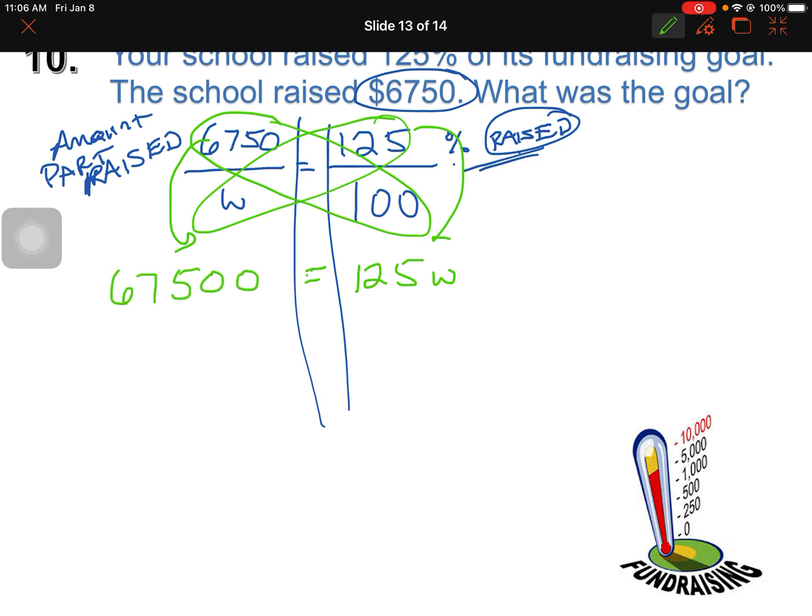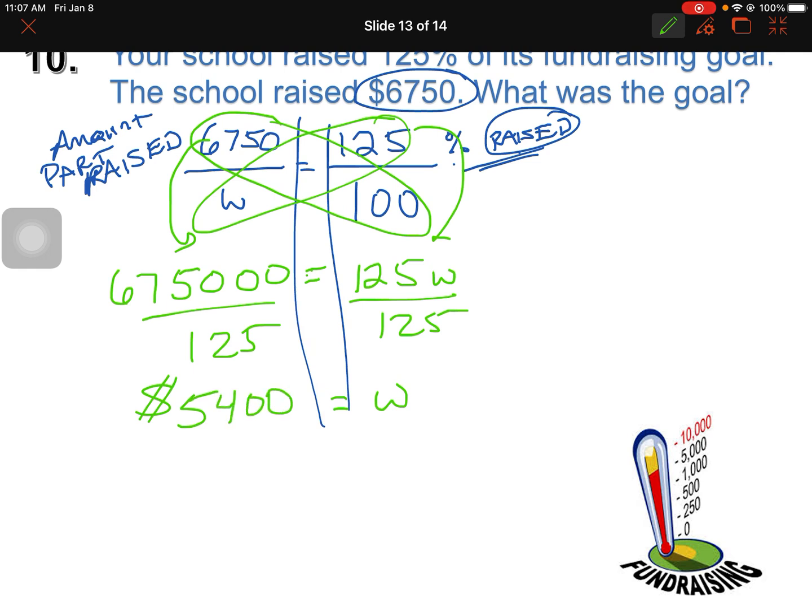675 with the 0, and then you're going to add 2 zeros behind it. You're going to divide both sides by 125, and you have $5,400 was the goal.